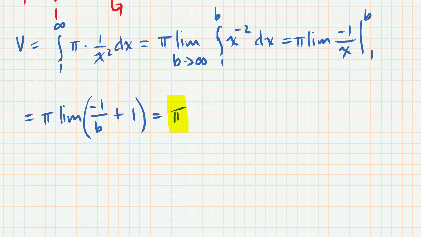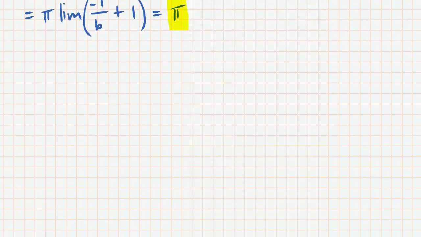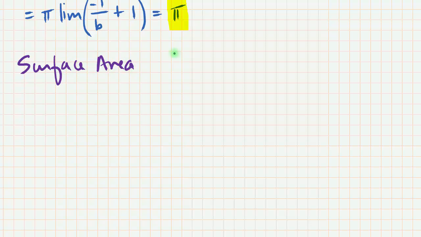Now let's go ahead and find the surface area. So for surface area, we're going to use the formula integral of 2 pi r, that's the circumference, with respect to s, and we'll go from 1 to infinity.